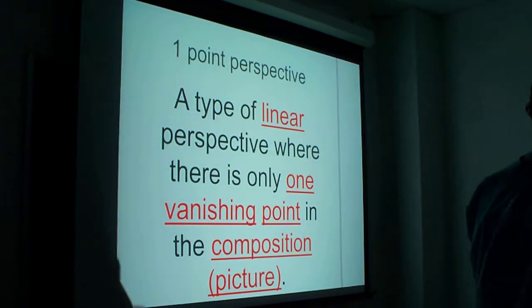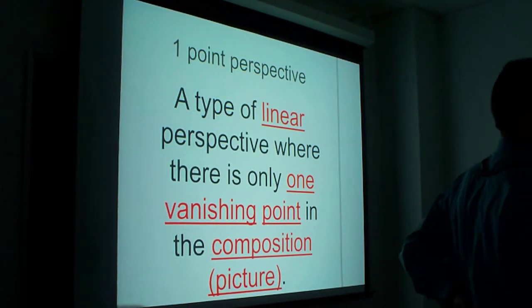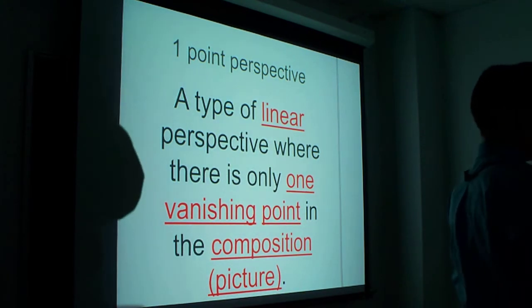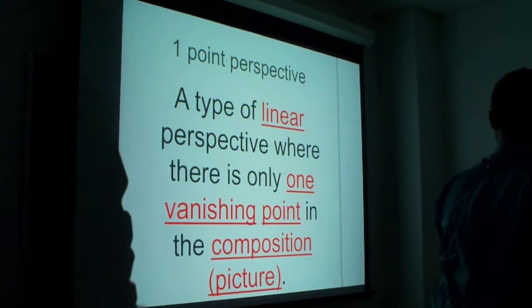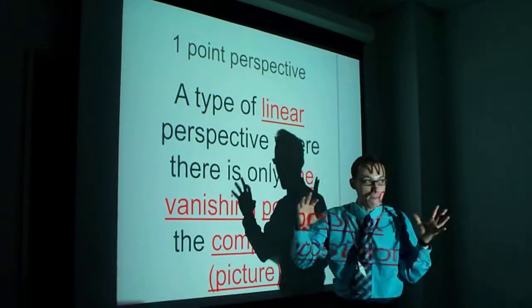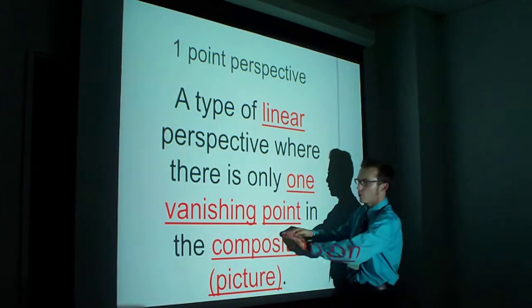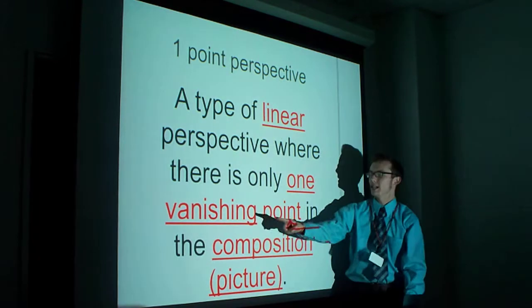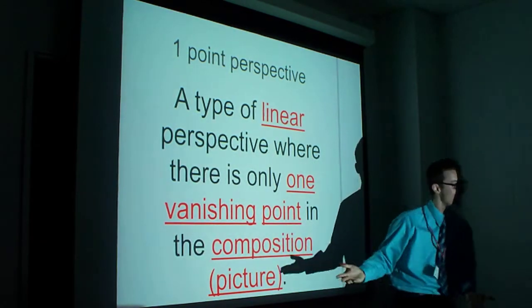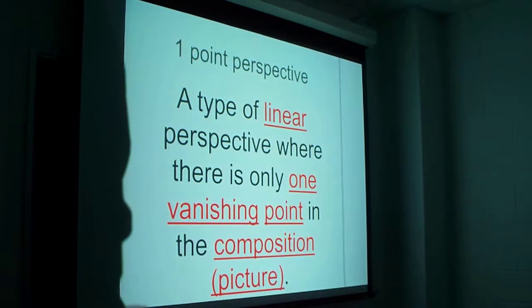One point perspective! It's a type of linear perspective where there's only one vanishing point in the composition or the picture. Remember, if things are in parentheses, you can substitute them for the word that is in front of them. Picture is also composition, they're the same thing.